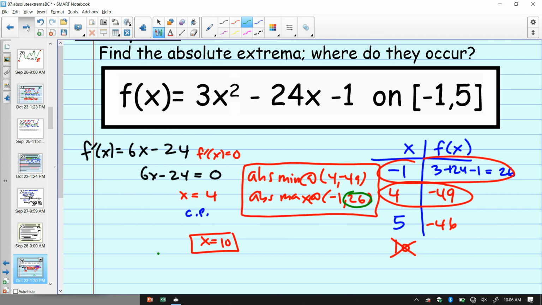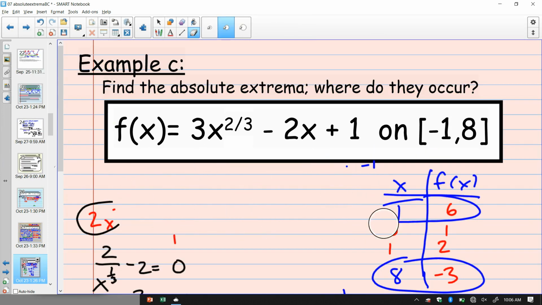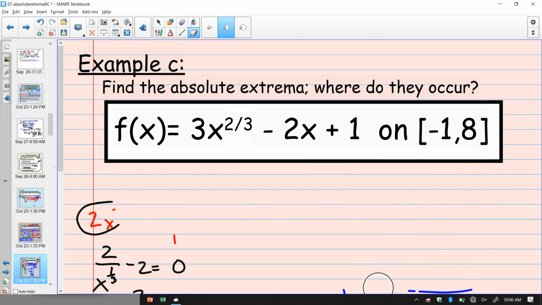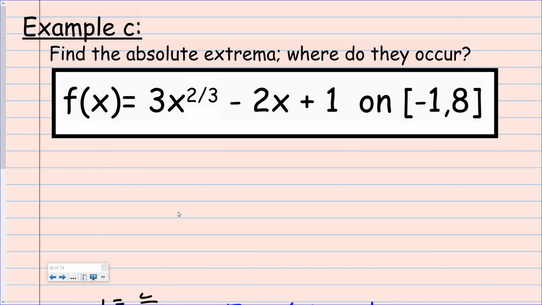Let's skip forward, guys, and let's go to example C, and let's do this together. You'll get critical points for the DNE whenever you have fractions, and you'll see that this one has fractions. You got it? Okay, so let's do this one. This is a good one to do.